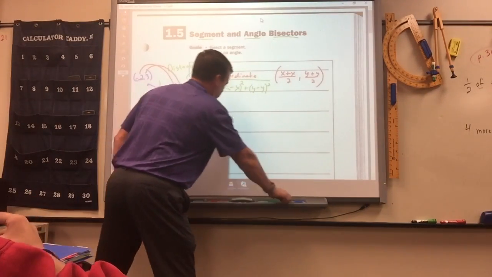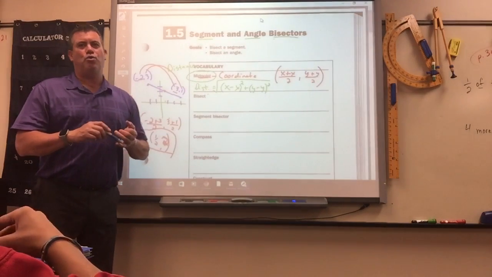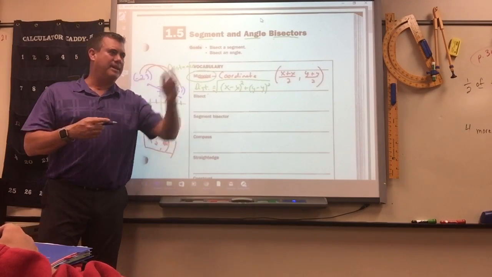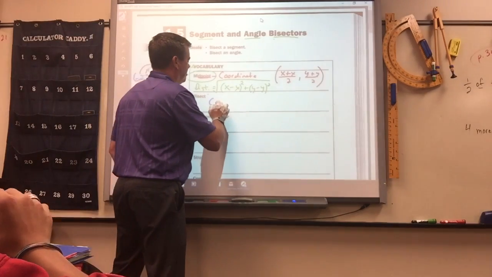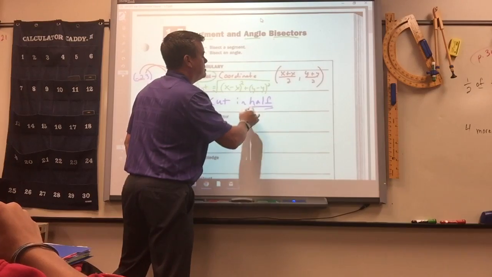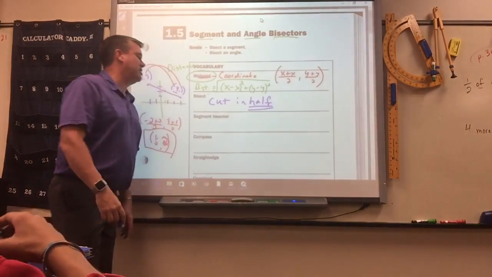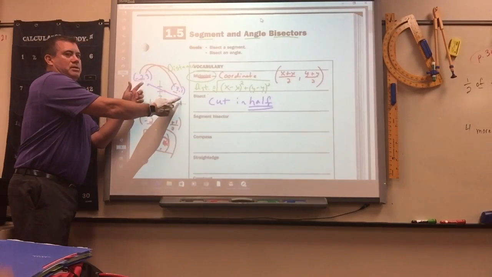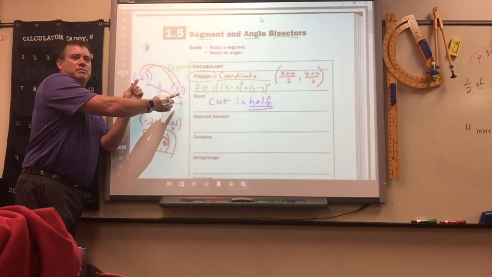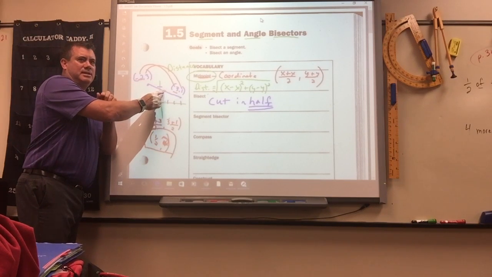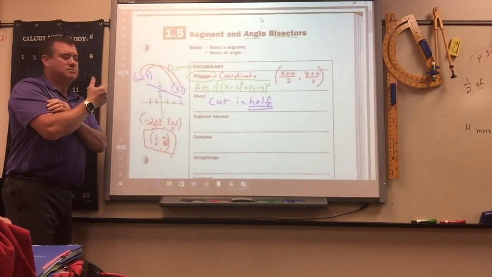Bisect. Anyone know what it means to bisect something? Cut it into 2. Cut in half. If something's bisected, it's cut in half. So this segment that I did up here, the midpoint bisects it. It cuts it into 2 equal halves.